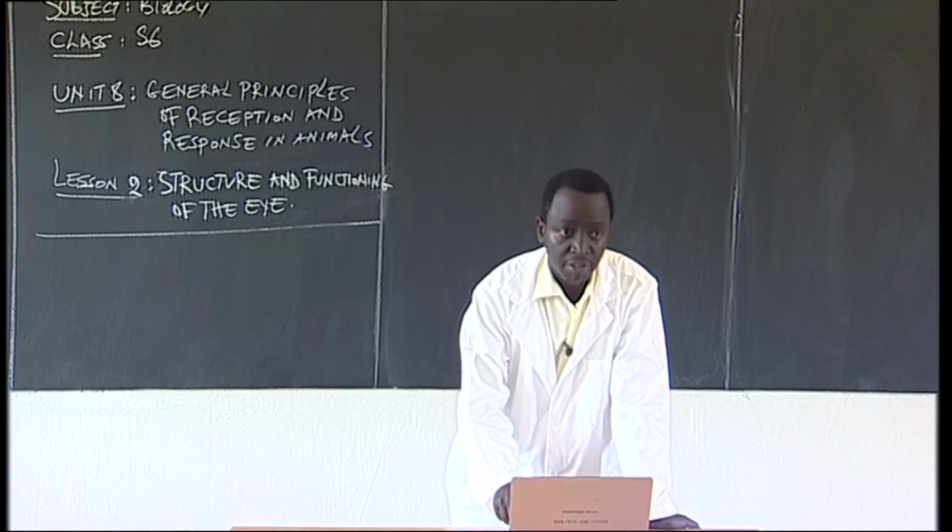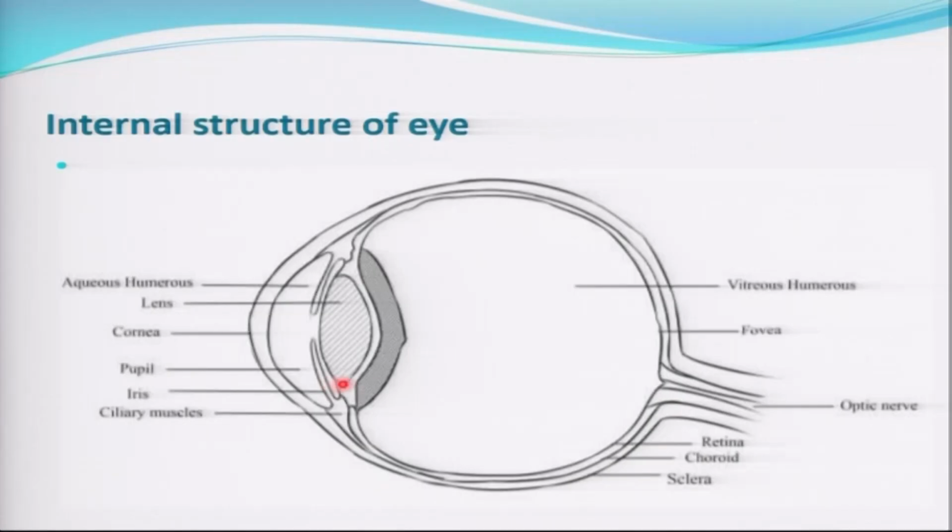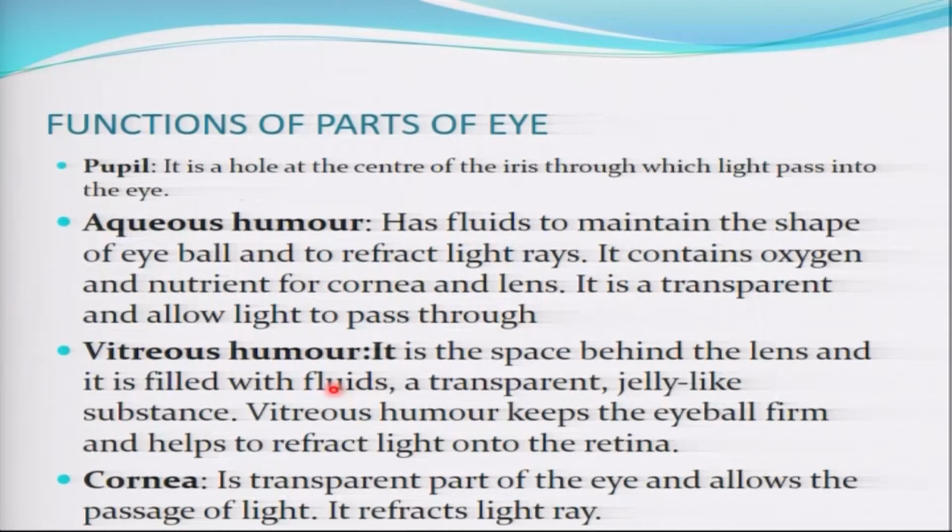You can see where the iris is located. It is here. And then we have what you call the pupil. It is a hole in the center. It is a small, black structure found in the center of the iris. Because the iris is this big, dark part, but inside we find another small structure.